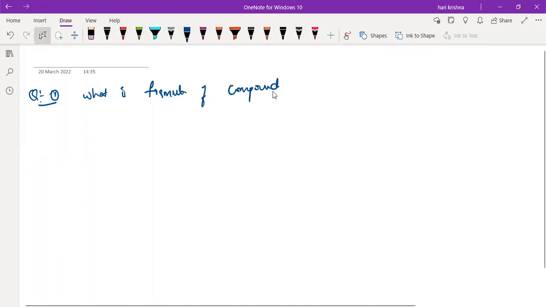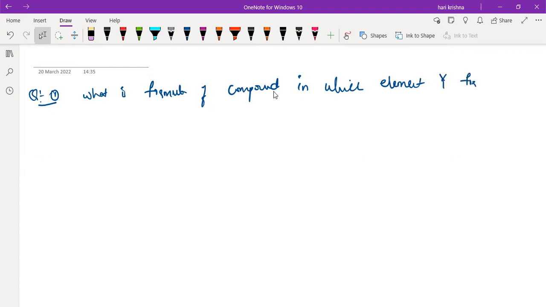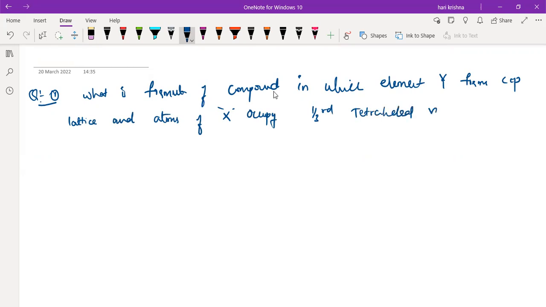Okay, in which element Y forms the CCP lattice and atoms of X occupy one third of tetrahedral voids. What is the answer?